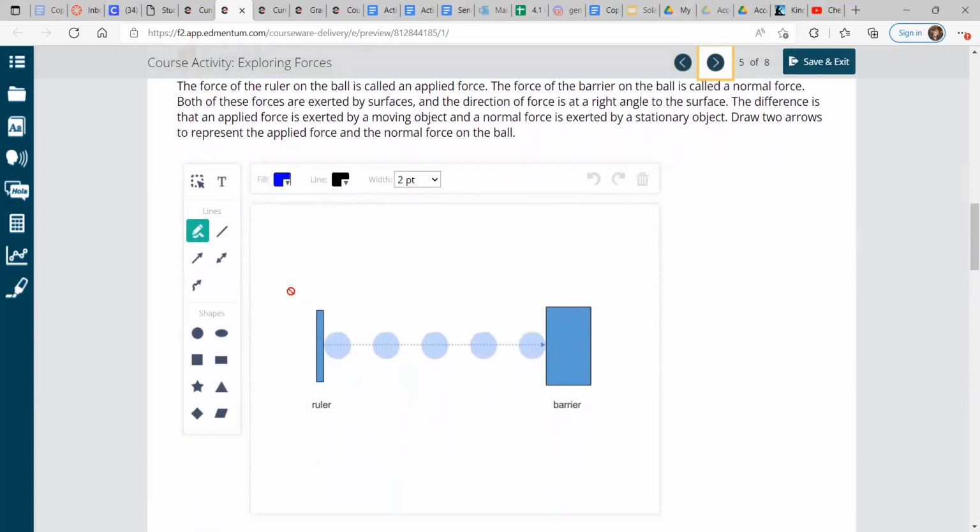Part C, the force of the ruler on the ball is called an applied force. So you're applying a force to the ball to make it move. The force of the barrier on the ball is called a normal force. Both of these forces are exerted by surfaces, and the direction of force is at a right angle to the surface. The difference is that an applied force is exerted by moving an object. A normal force is exerted by a stationary object. So an applied force, if you're moving something to move something else, that's applied. If something is stationary and then exerts a force, it's normal.